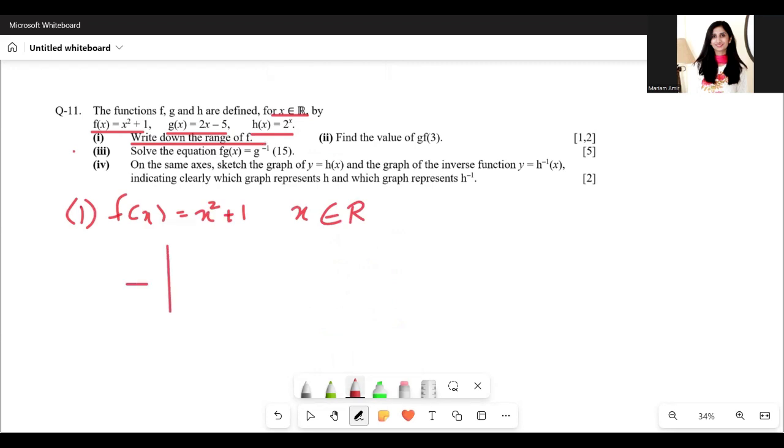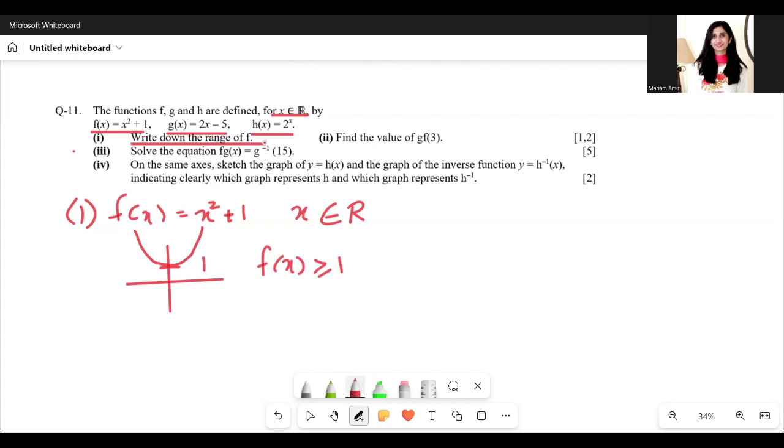The easiest way of doing this is visualizing the graph of x squared plus 1. The graph looks like this. This would be 1 because the graph of x squared goes 1 unit up. So from here we can tell that the range of f(x) is greater than or equal to 1.